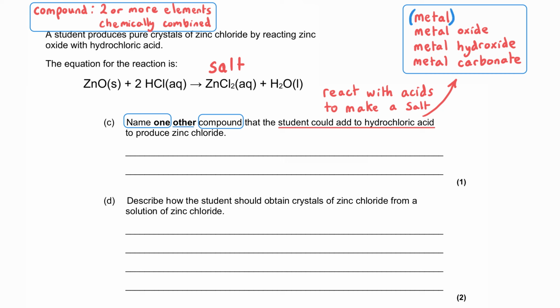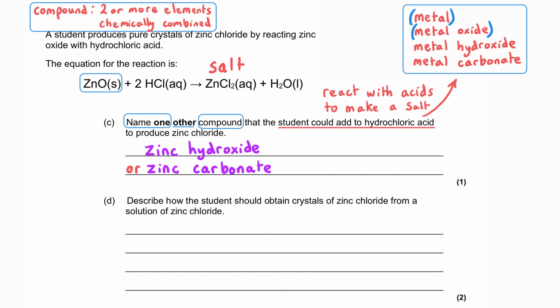and we've been asked to name another compound, and so we're already adding zinc oxide, so that rules out the oxides for our options, and so we could use a metal hydroxide or a metal carbonate. And since we're adding it to hydrochloric acid to produce zinc chloride, we could choose zinc hydroxide or zinc carbonate. Either of those is fine for our 1 mark.